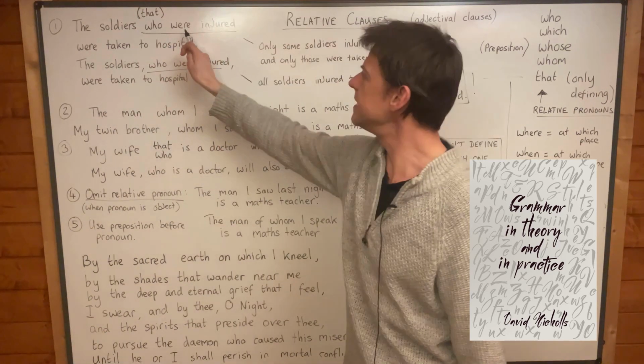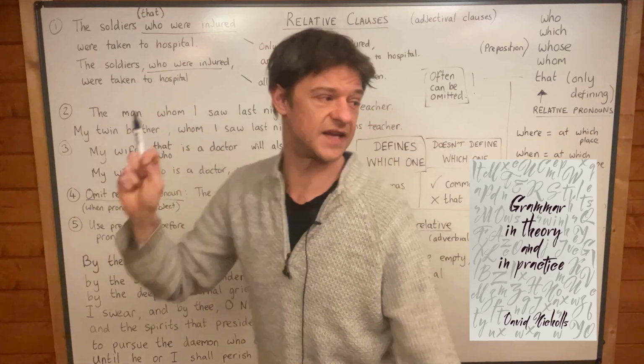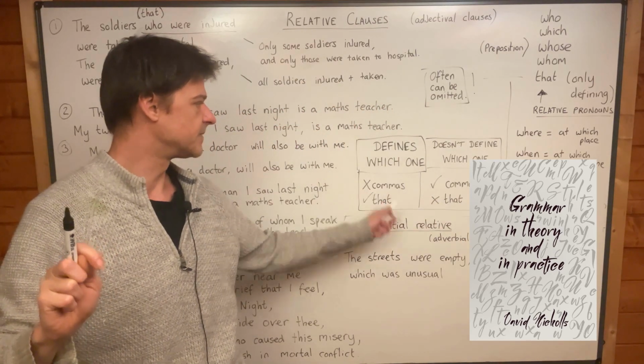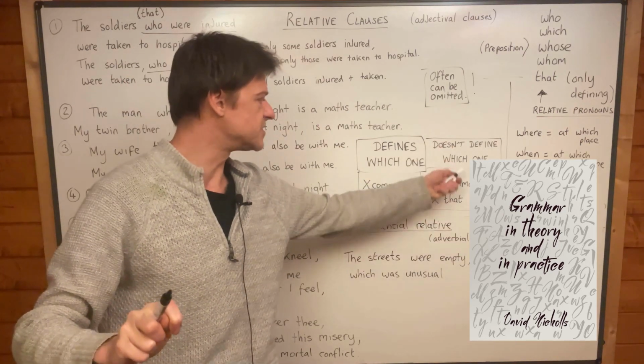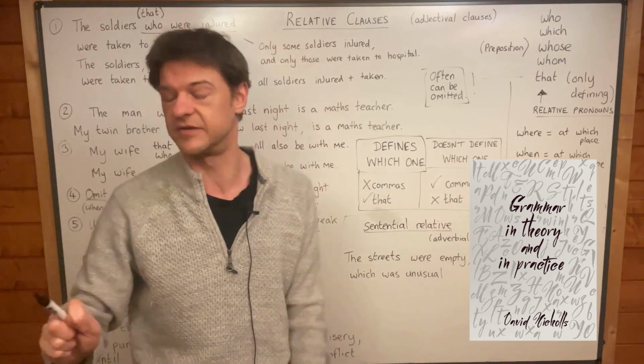This one's a defining relative clause. We know that because it doesn't have commas. And this one is a non-defining relative clause, and we know that because non-defining relative clauses do have commas.